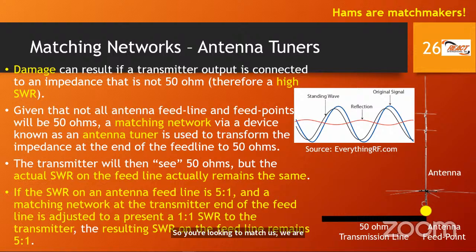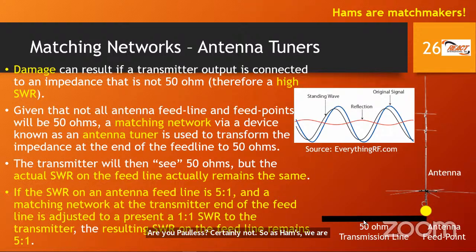So what if it is not 50 ohms? What if, for example, you have a transmitter coming into this 50 ohm transmission line, and you have something other than 50 ohms, maybe 72 ohms or 46 ohms, or whatever it is, here at the antenna? Are you powerless? Certainly not. As hams, we are matchmakers, we find a solution.